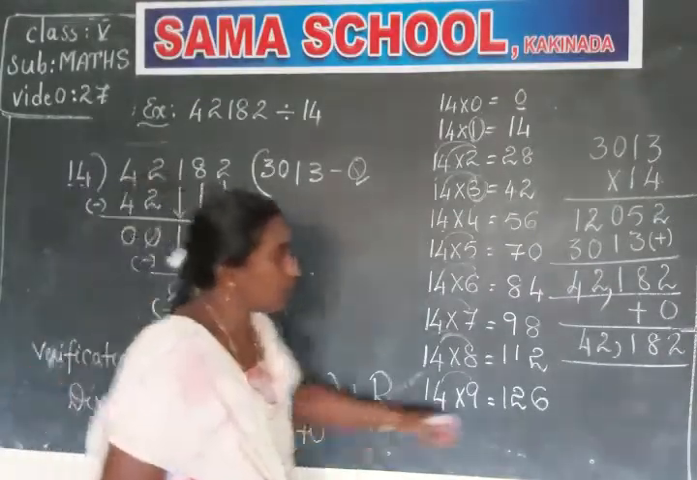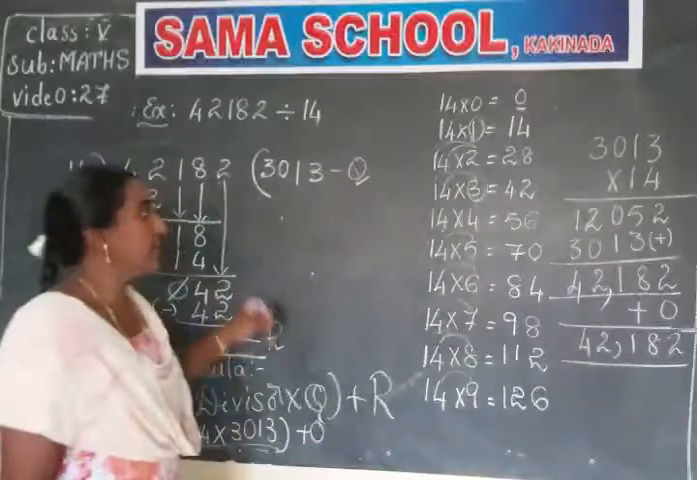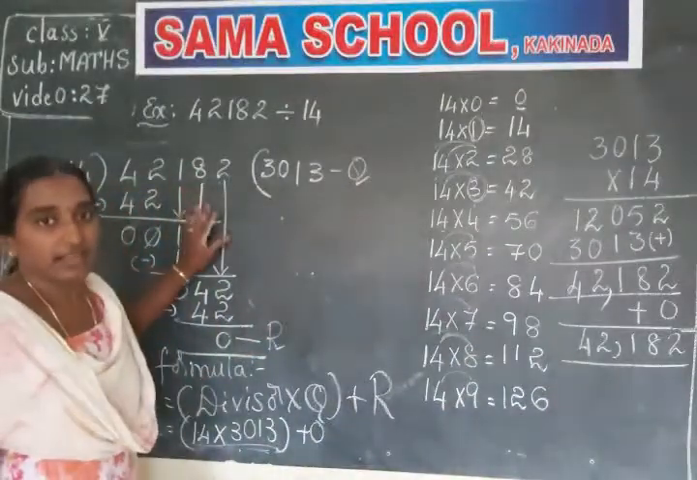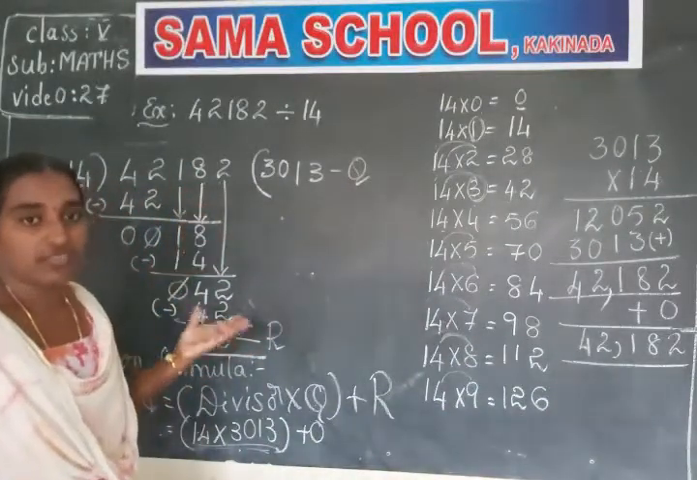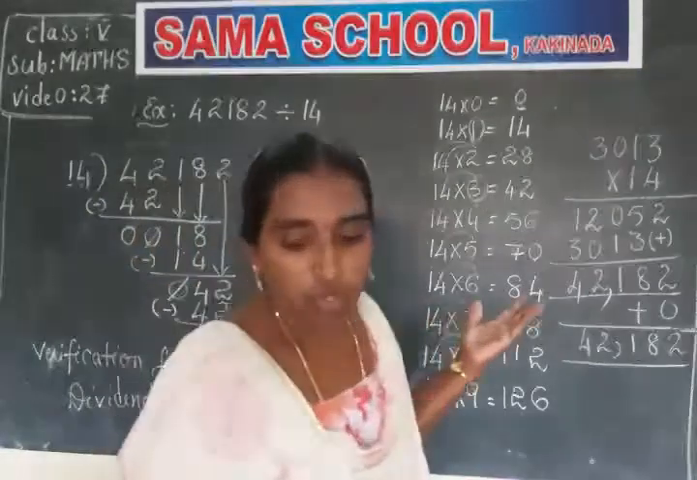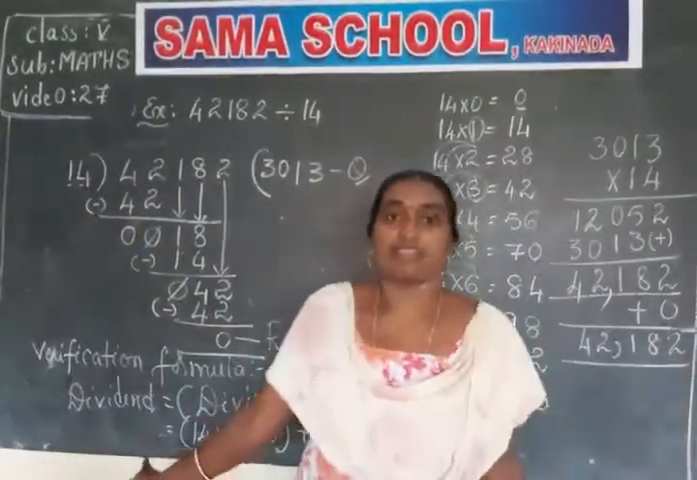Suppose if you did not get the dividend here, you will find that you have committed a mistake in the sum. In that way also, you can rectify the mistake. Hope you understand the today's class.